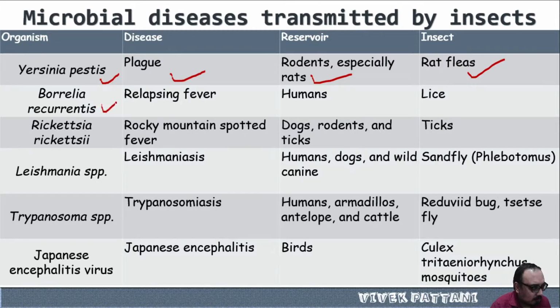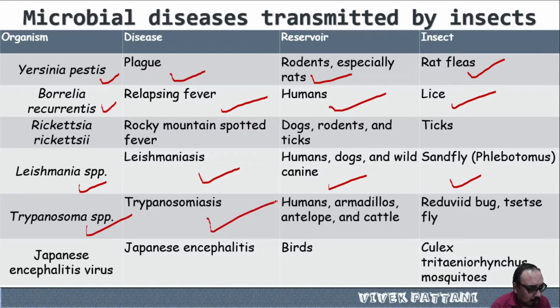And the next organism is Borrelia recurrentis, causing relapsing fever. Reservoirs are humans, and the insects are lice. Next one is Leishmania. The disease is leishmaniasis, and reservoirs are humans, dogs, and wild canines, with sandflies as the insect. Then Trypanosoma species, reservoirs are humans, armadillos, antelope, cattle, and the insects are reduviid bug and tsetse fly.